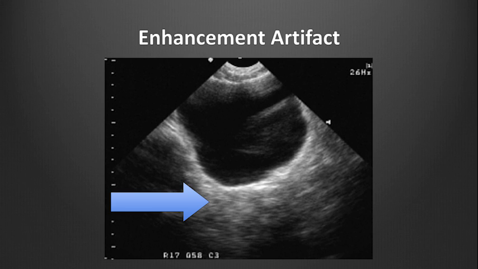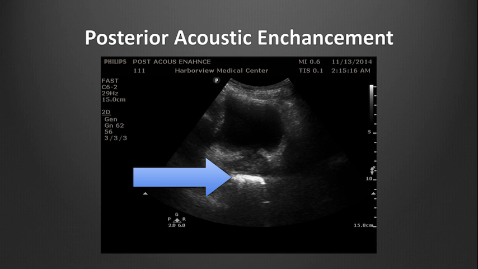This artifact occurs when the ultrasound waves travel very quickly through a fluid-filled structure such as the bladder, and then the ultrasound machine is fooled into thinking that deeper structures should be brighter. When performing a FAST exam, it is important to turn down the far or deep gain to be able to discern free fluid deep to the bladder that might be missed if it is obscured by enhancement artifact.